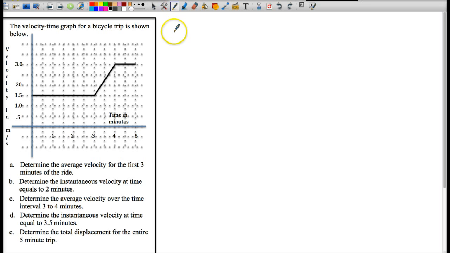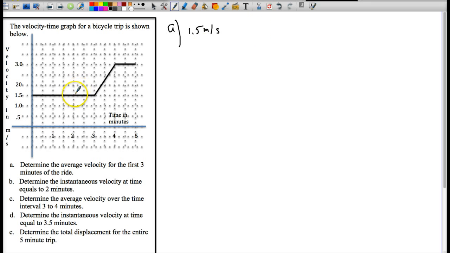Alright, so we go here, and part A asks, determine the average velocity for the first 3 minutes of the ride. Well, if we look at the first 3 minutes of the ride, we start over here, and we go all the way to 3. It's the same. Pretty simple, right? So the average velocity stays the same. We're going to call it 1.5 meters per second. Pretty simple there.